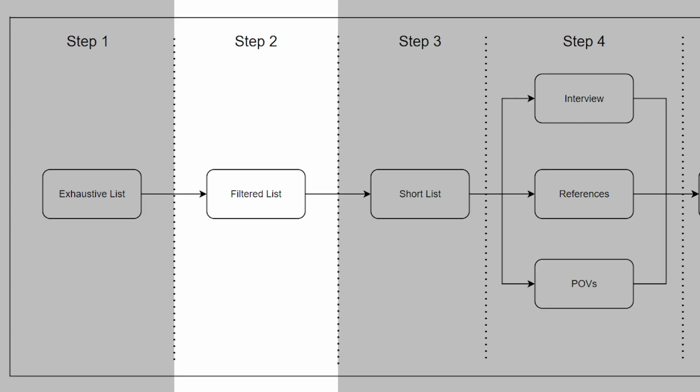Step 2 is to filter that list down. Inquire about contracts if the players are with other organisations. Maybe they're open to a buyout. And start to inquire about salary expectations. Are they going to be within your budget? Ask if they even have a general interest in the project.